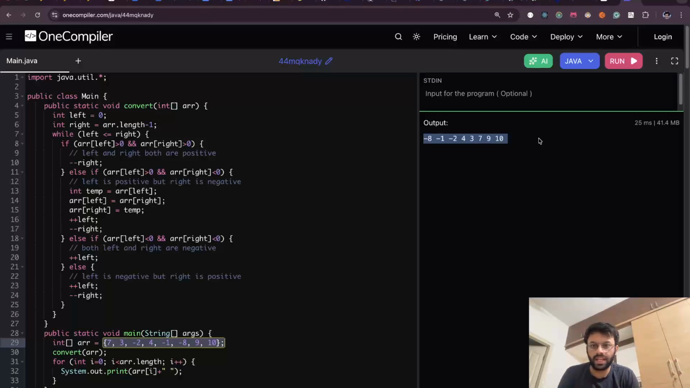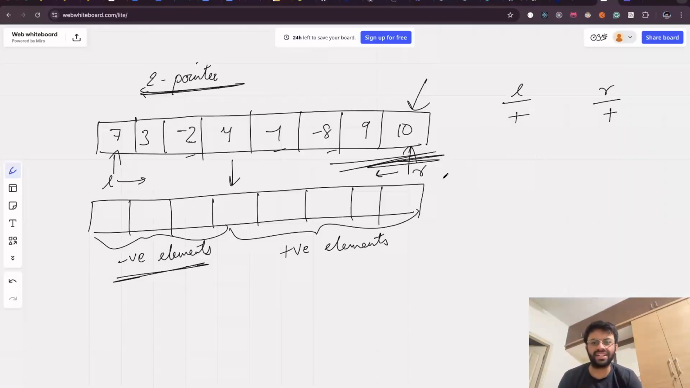Okay. Now this is a very useful pattern, two pointer, a very useful technique. In a lot of array questions, you will be using this two pointer method.